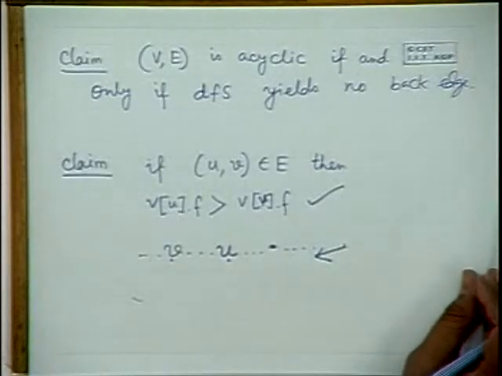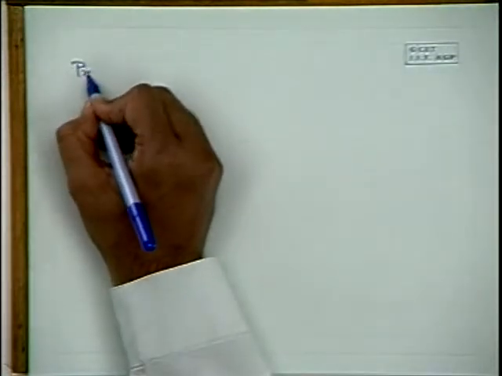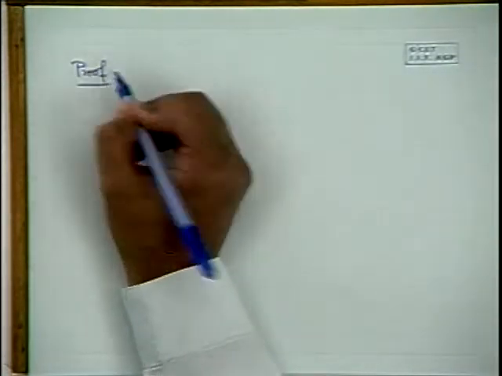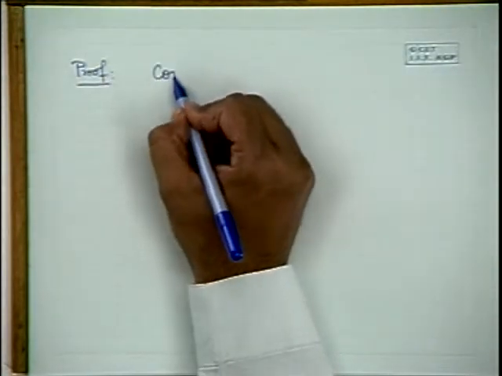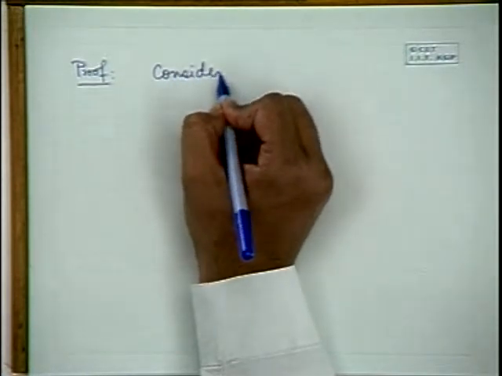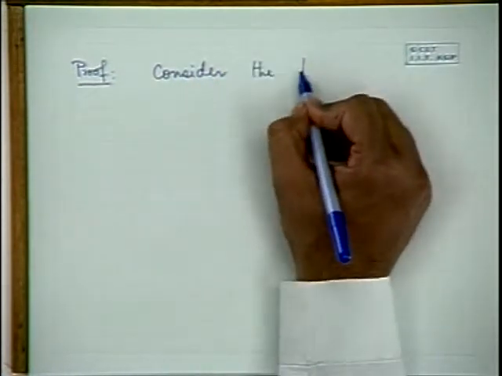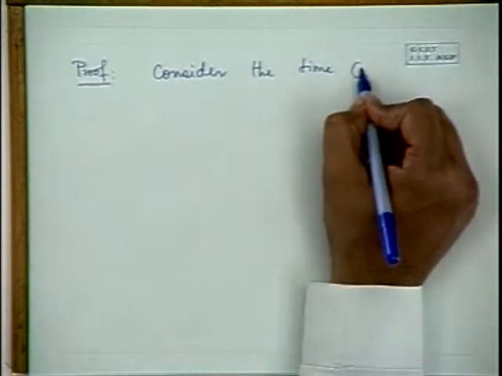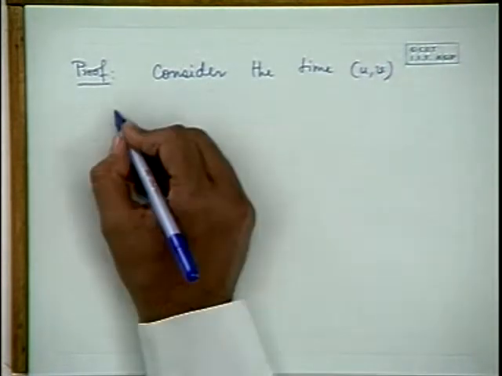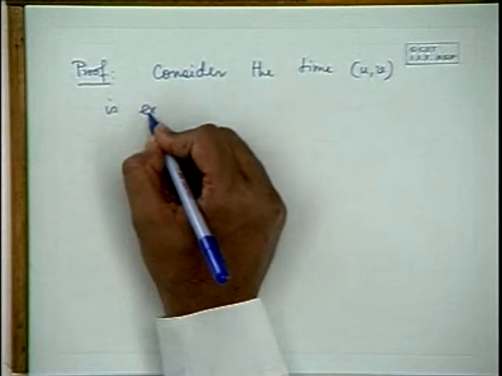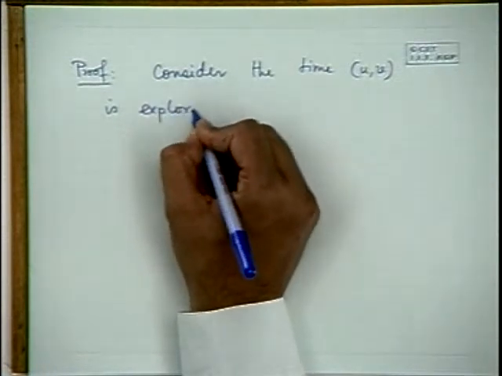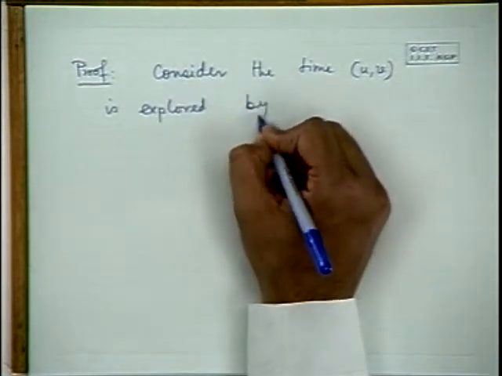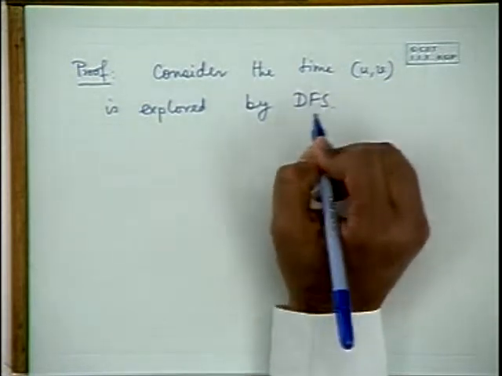Okay. So now I am going to prove this claim. So how do we prove it? Here is the proof. Why is this true? Consider the time UV is explored by DFS, the first time the edge UV is checked.